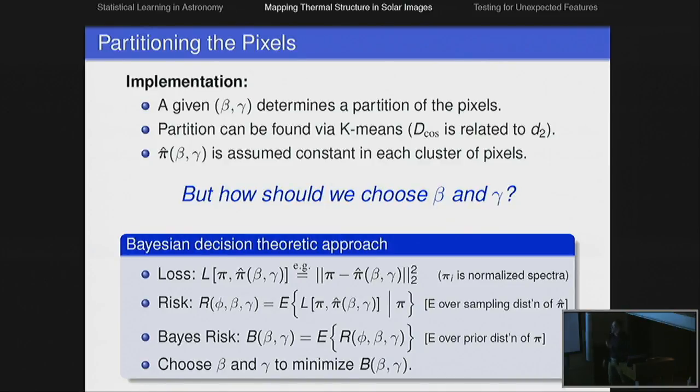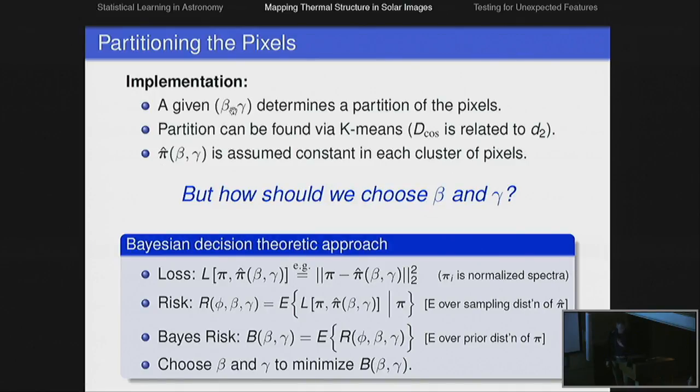Okay, so how are we going to choose the beta and the gamma? A given beta and gamma determines a partition of the pixels. And so how is that going to work? If I told you beta was 1 and gamma was 1, you could then apply k-means again, because the cosine distance is very much like the Euclidean distance. You can transform the data and just use k-means, so it's easy to implement. And then you have the partition. And within each partition, you're going to say all of the pixels have the same spectrum. So you're going to kind of pool the pixels and estimate their pi hat, their spectrum. And you could also go ahead and do the DEM there as well. Okay, so for a given beta and gamma, I'm all set.